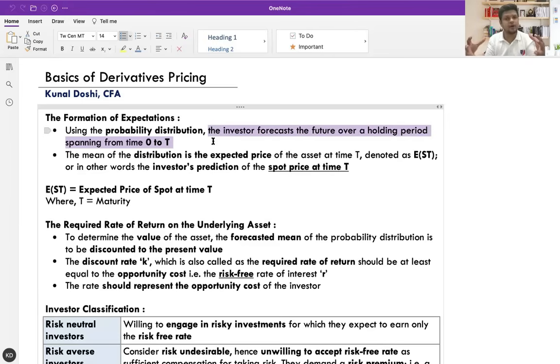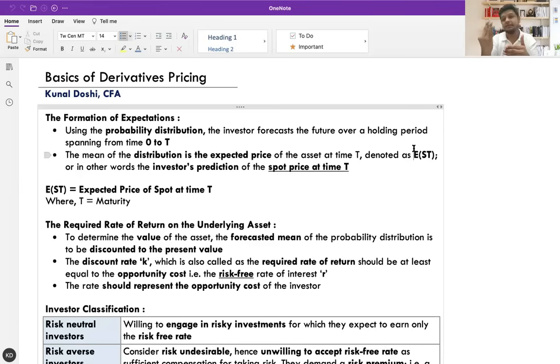All the derivative contracts have a limited time period. That limited time period is what we call maturity. So it can be 1 month, 2 months, 3 months, or anything. The mean of the distribution is the expected price of the asset at time T, denoted as E(S_T). E means expected, S_T is the spot at time T. Do you recollect? Spot at time T means what the value of the asset will be.